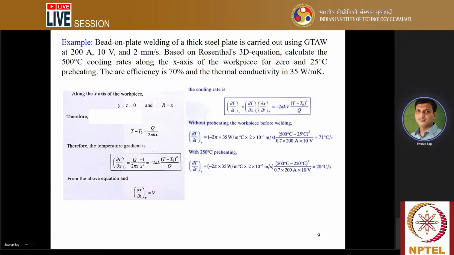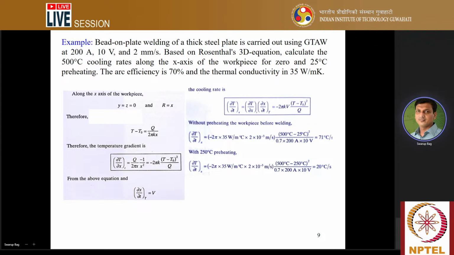Oh, sorry, it should be for 0 and 250 degree centigrade preheating. The arc efficiency is 70% and the thermal conductivity is 35 watt per meter Kelvin. So these values are given.